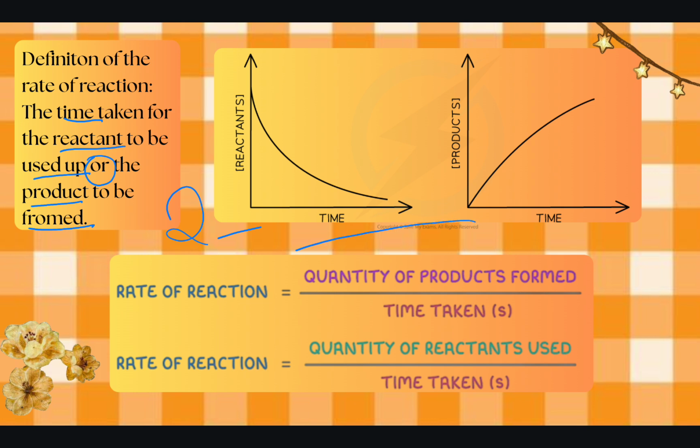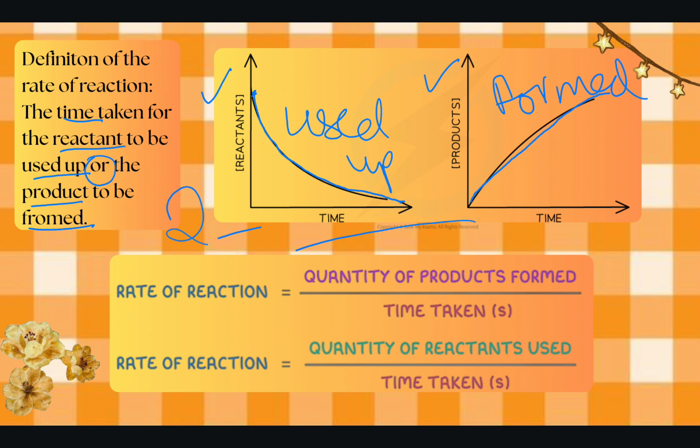This graph is for our reactants, where first when we start, the reactants is a lot in mass, and then as the time goes by in the reaction, the reactants decrease because it's being used up to form products. Now here we have our products, and as you can see, initially products is 0, and as the reaction progresses, our products increase, so it's being formed.